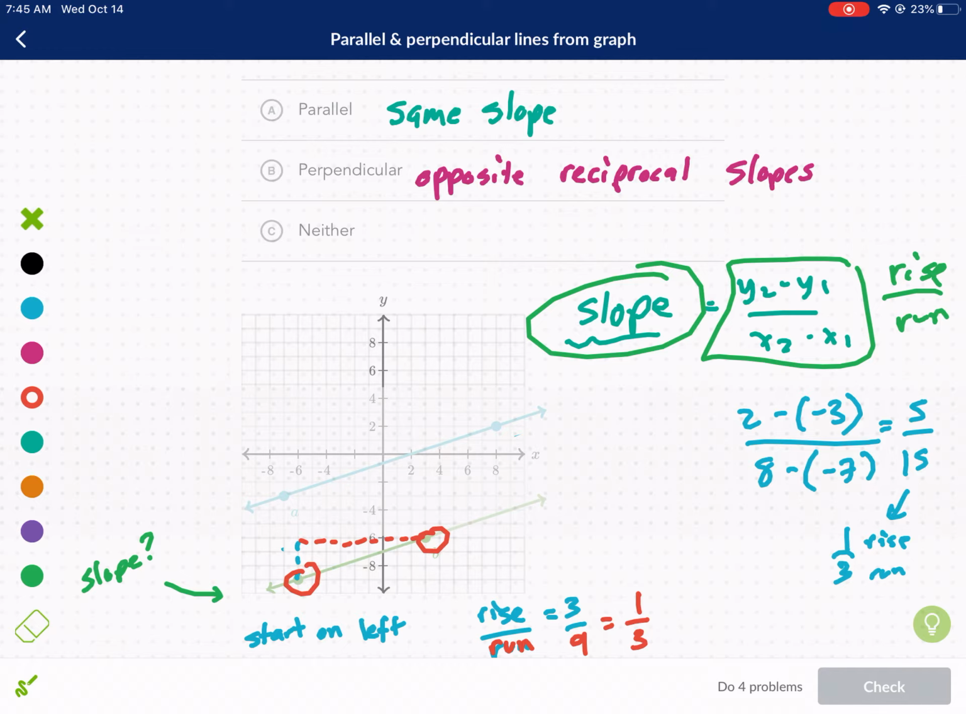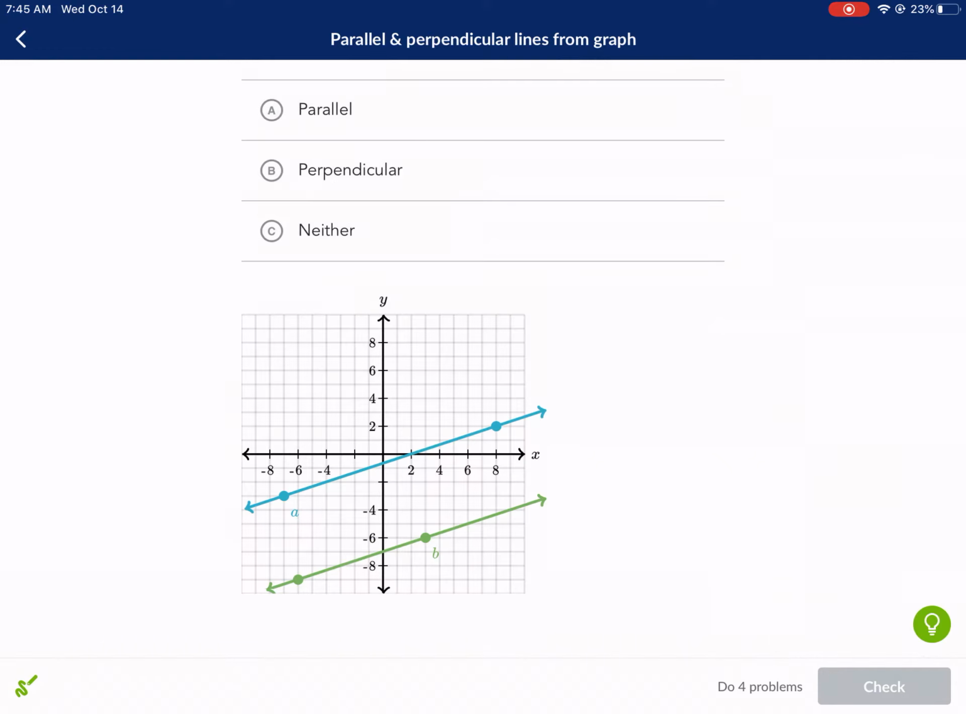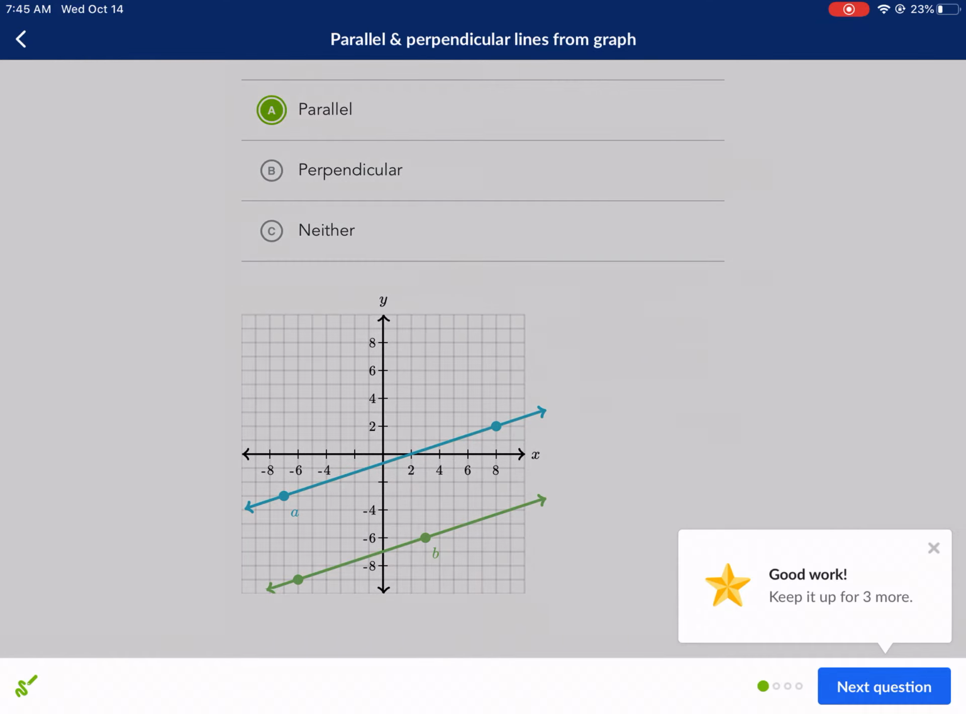So we see that it is the same slope. So we thought it was going to be parallel. We checked it. It is parallel. So we're going to check it. And we got that nice sound.